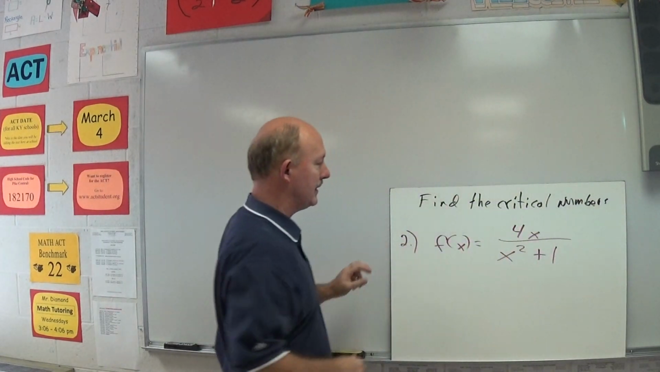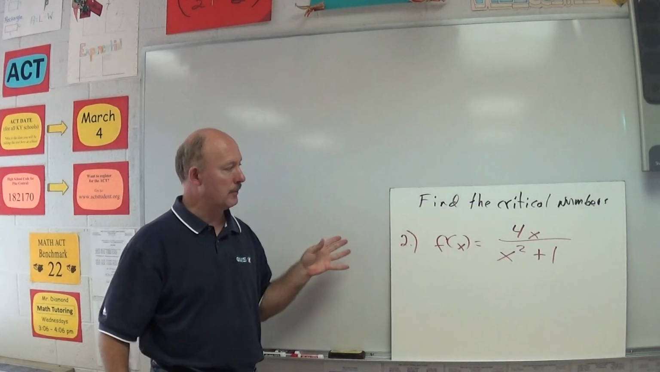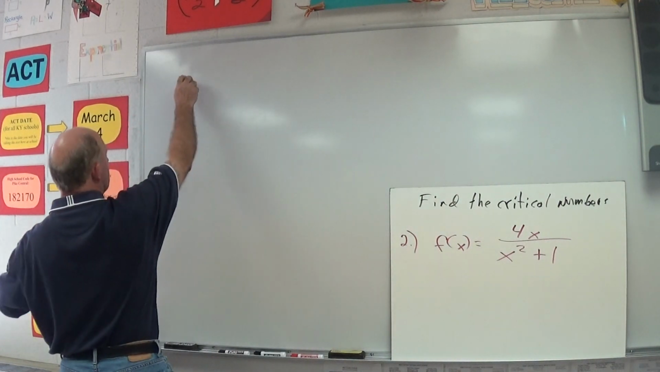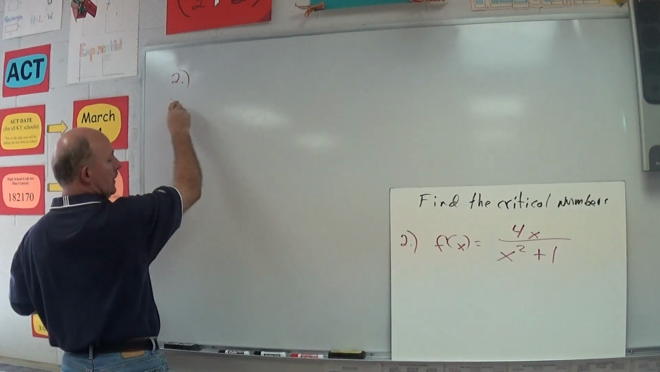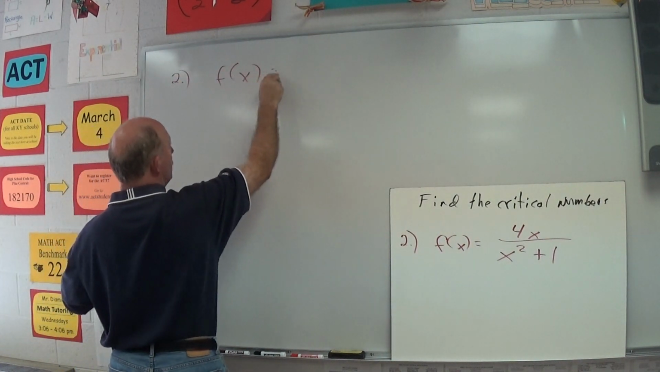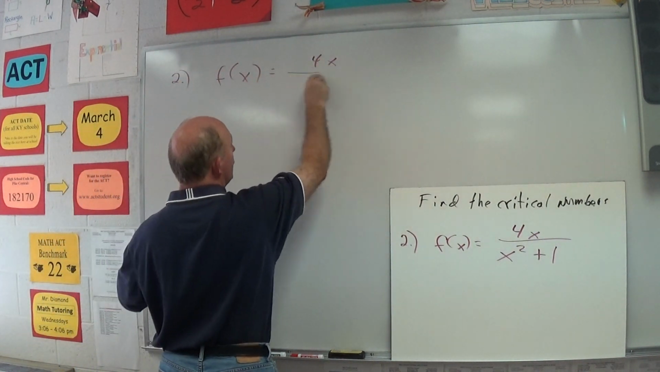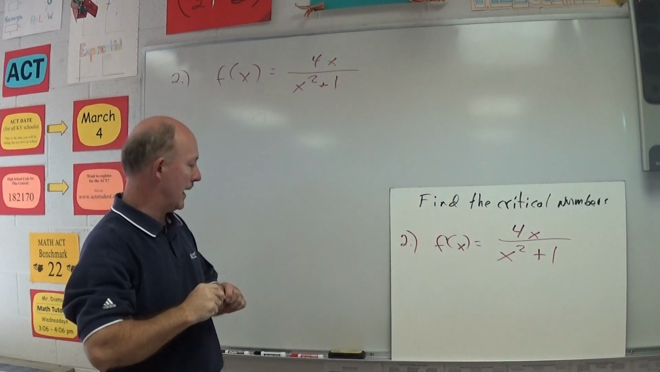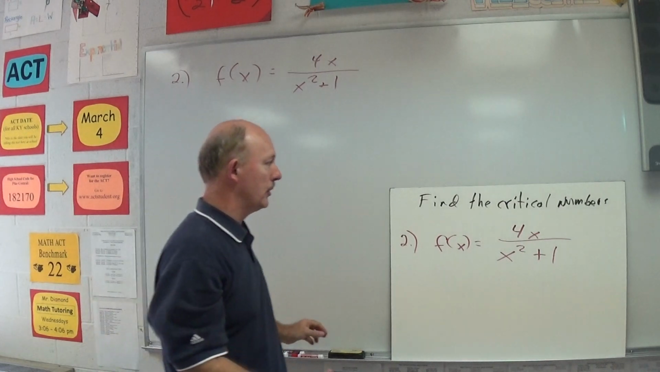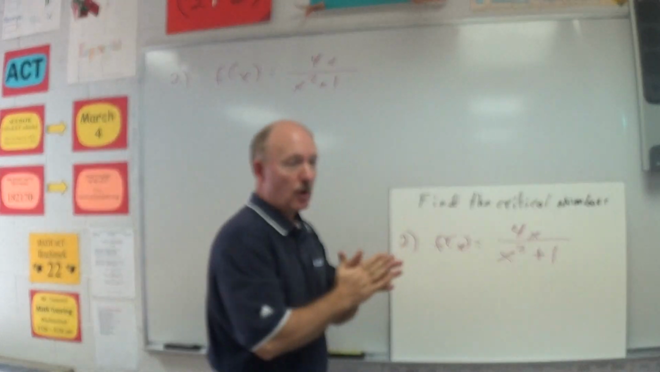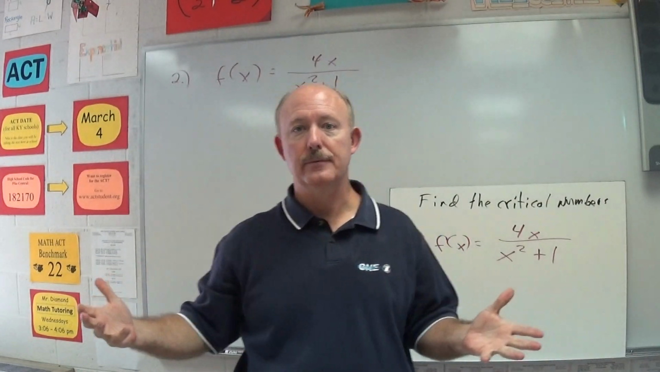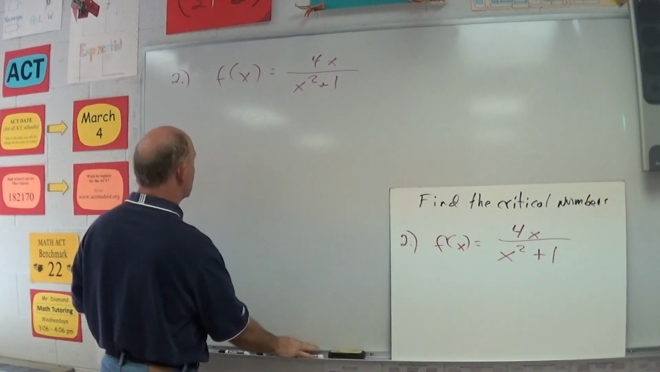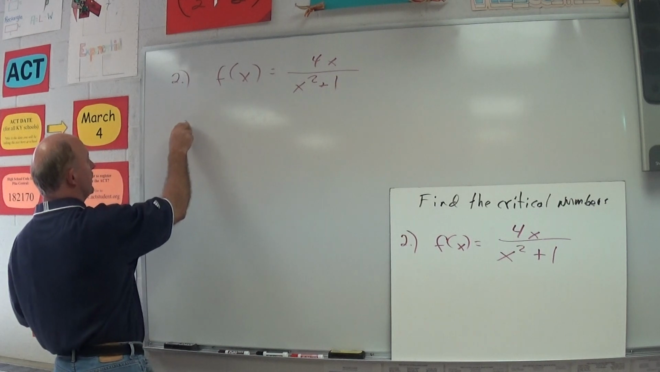Now, in just a moment, I want to take this down to give us a little more room to work. We're going to see if we can find the critical numbers of problem number 2. We have f of x equals 4x over x squared plus 1. Once again, we're just finding the critical numbers. To begin with, we have to get our derivative. Now this is a fraction, that means the quotient rule.